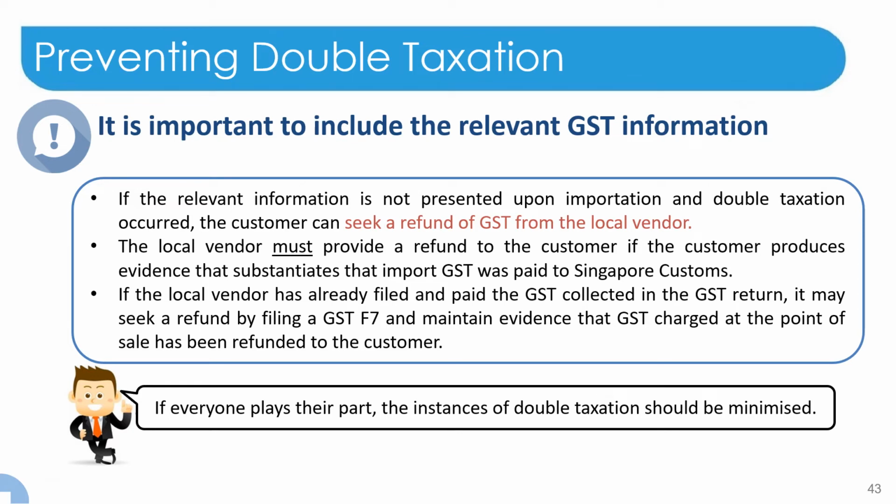If the relevant information is not presented upon importation and double taxation occurs, the customer can seek a reimbursement of GST from the local vendor. The local vendor must provide a refund to the customer if the customer produces evidence to substantiate that import GST was paid to Singapore Customs. If the local vendor has already filed and paid the GST collected in the GST return, it may seek a refund by filing a GST F7 and maintain evidence that GST charged at the point of sale has been refunded to the customer.